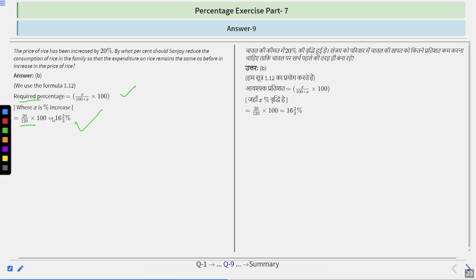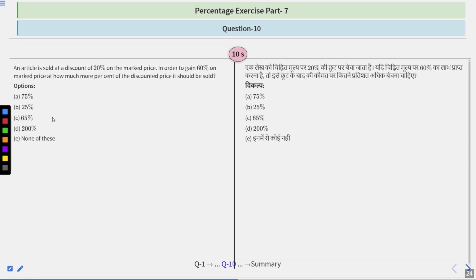Clear? Next question. An article is sold at a discount of 20% on mark price. In order to gain 60% on mark price, at how much more percent of the discount price should it be sold? You have 5 options and 10 seconds to solve this question. Your time starts now.